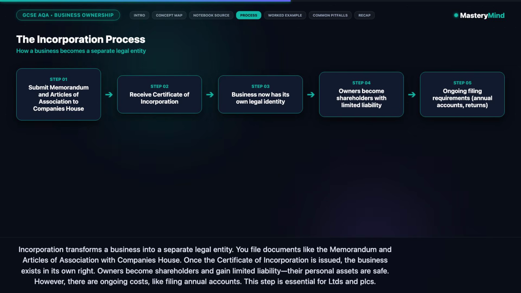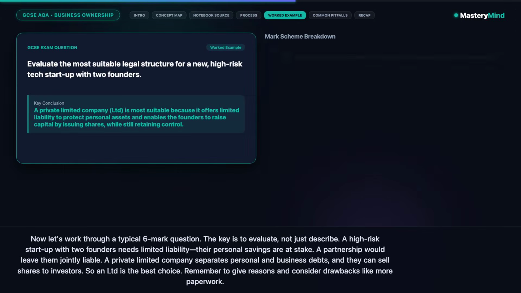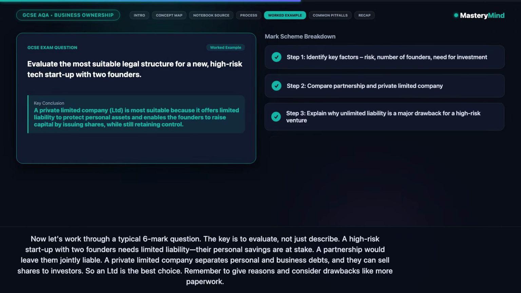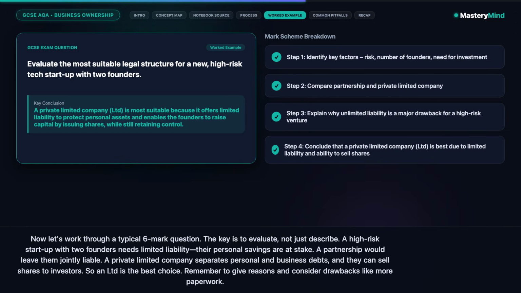Now let's work through a typical 6-mark question. The key is to evaluate, not just describe. A high-risk startup with 2 founders needs limited liability, their personal savings are at stake. A partnership would leave them jointly liable. A private limited company separates personal and business debts, and they can sell shares to investors. So limited is the best choice. Remember to give reasons and consider drawbacks like more paperwork.